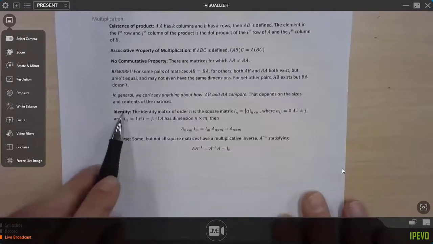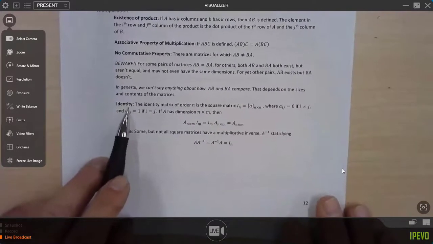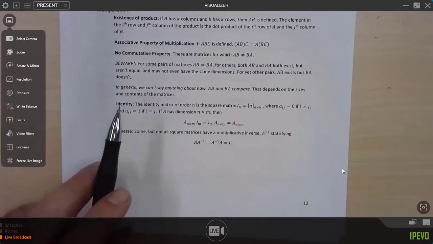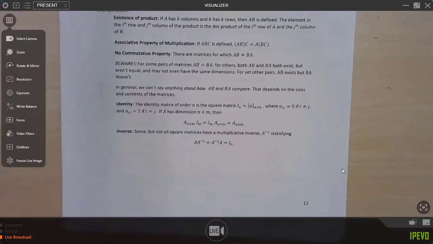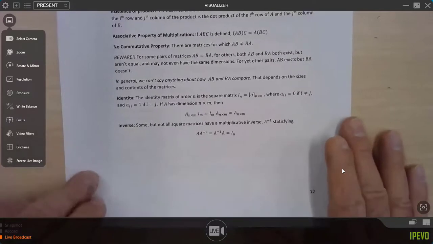There is a multiplicative identity. So I times A is A times I, is A, but those I's may be different if you're multiplying on the left or the right, just because they have to have a different size. The pattern's the same. One's down the diagonal, 0 off. But if you had like a 3 by 2, then if you multiply on the right, you got to have a 2 by 2. If you multiply on the left by an identity, you got to have a 3 by 3. So those are different.